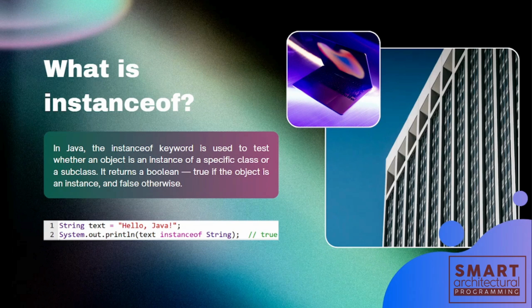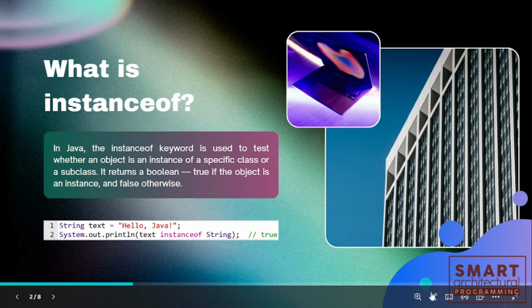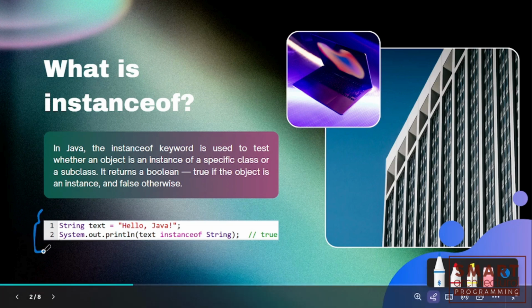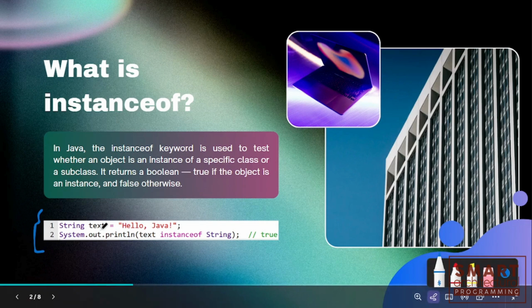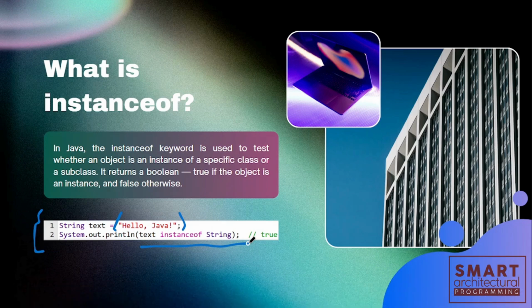As you can see on the screen here, the code that we see is incredibly useful when working with polymorphism and dynamic types. Think of instanceof as a safe way to check an object's type before performing a type-specific operation. Here we're checking whether a particular object is a String or not. The text here is being tested for whether it is an instance of String or not. That's the basic core question here.